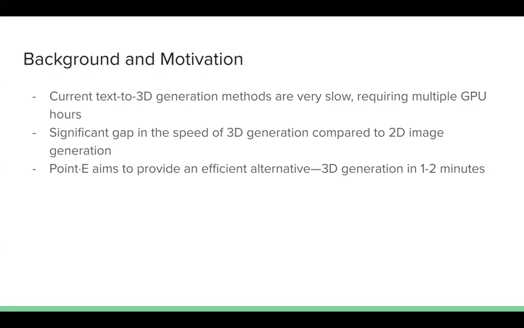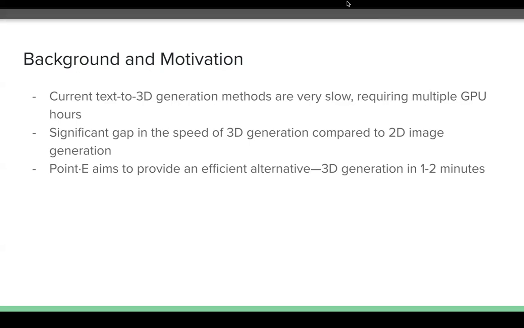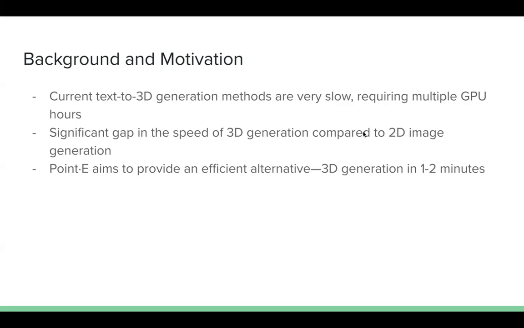So just to start with an introduction, the main problem that Point E aims to solve is the inefficiency of existing text to 3D generation methods. Most current approaches require multiple GPU hours to generate a single sample, making it difficult to apply in practice. In contrast, Point E generates 3D models in only 1 to 2 minutes, making 3D content creation more feasible for applications like VR, gaming, and industrial design.